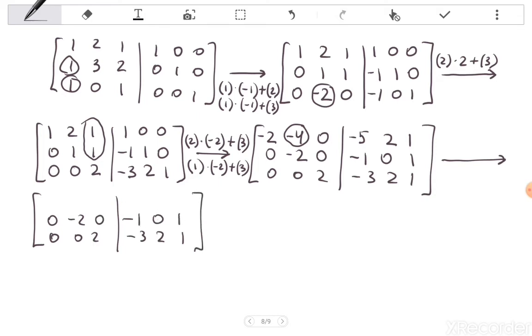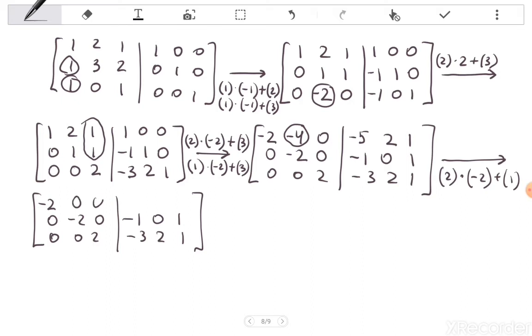And now we will change the first row. To get rid of this minus 4, we multiply the second row by minus 2, right? So multiply the second row by minus 2 and add to the first row. Minus 2 plus minus 2 is minus 2. Minus 2 times minus 2 is 4, plus this minus 4 will be 0.